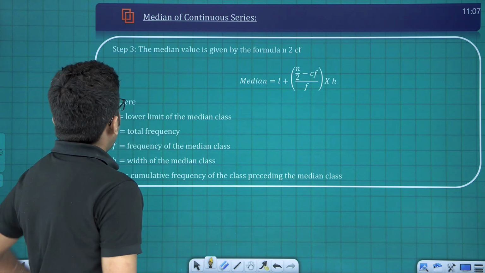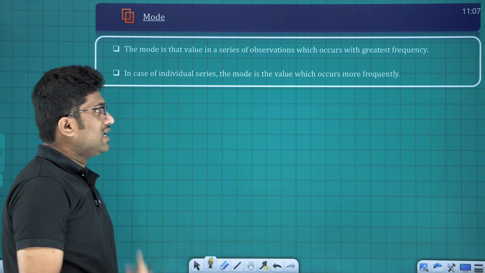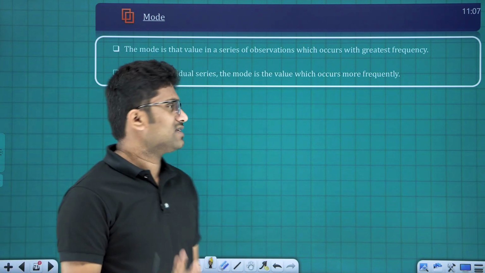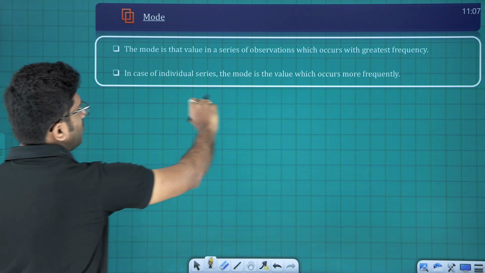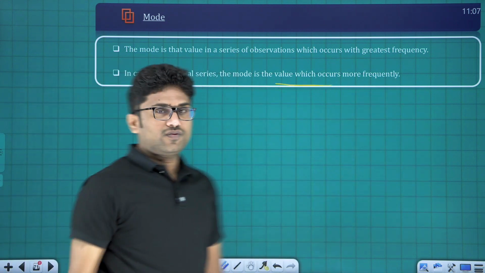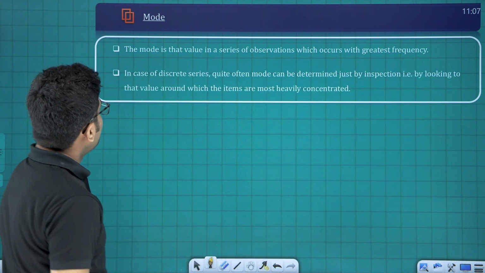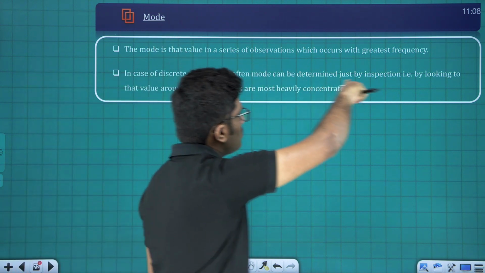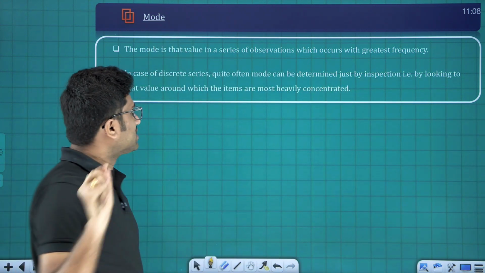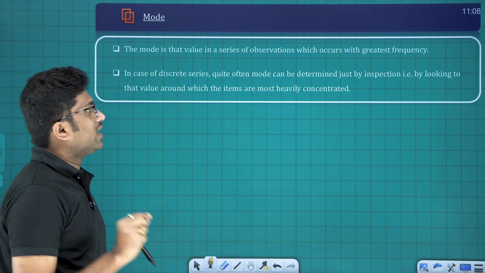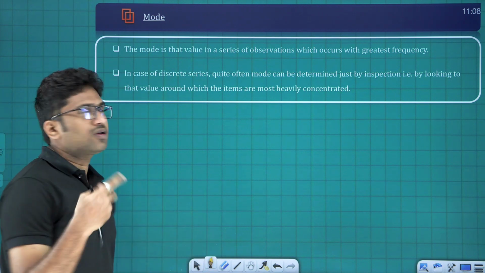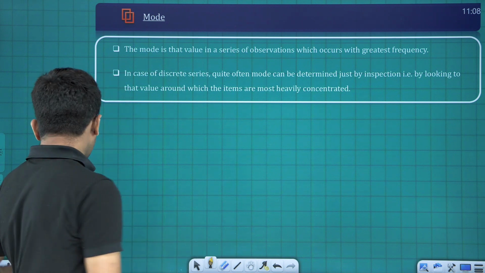Okay. Next, mode means the observation which has the greatest frequency, or the most occurring observation. So in case of an individual series, the mode is the value which occurs most frequently. In case of discrete frequency, quite often the mode can be determined just by inspection, by looking at the value around which the items are most heavily concentrated.